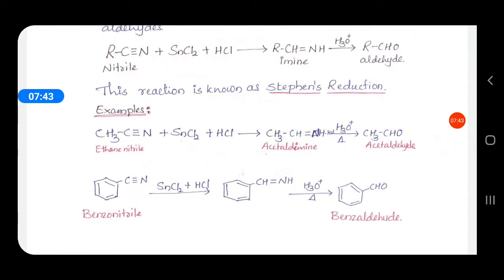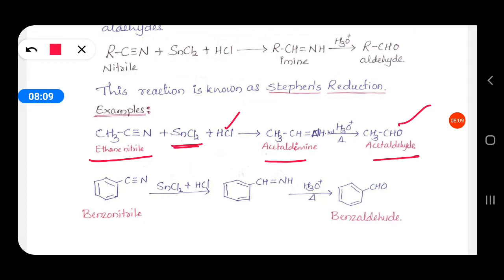For example, ethane nitrile. Again here the number of carbons present in the parent compound remains the same in the aldehyde, that is, in the product. In ethane nitrile, 2 carbons are present, which on reduction with stannous chloride in the presence of HCl first forms the imine.